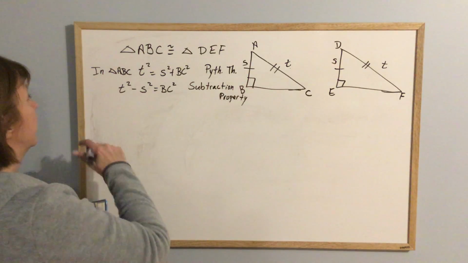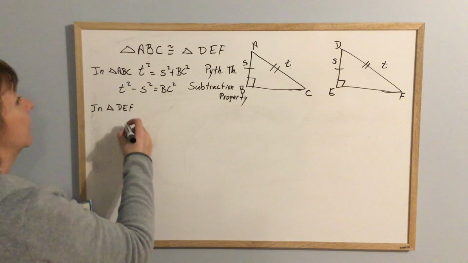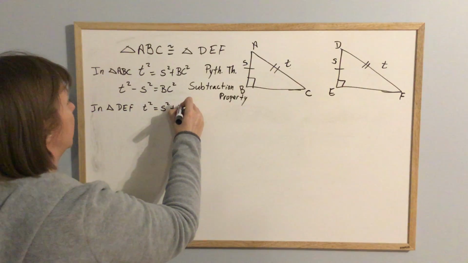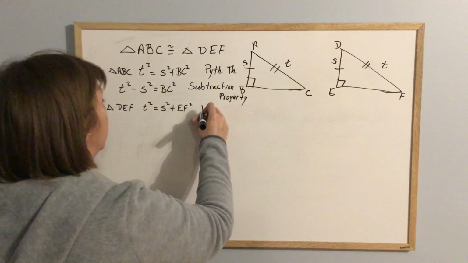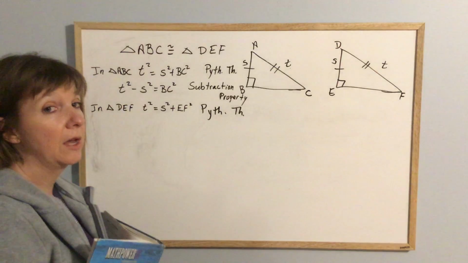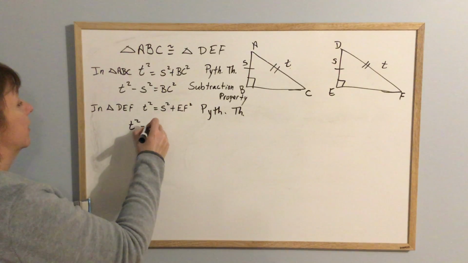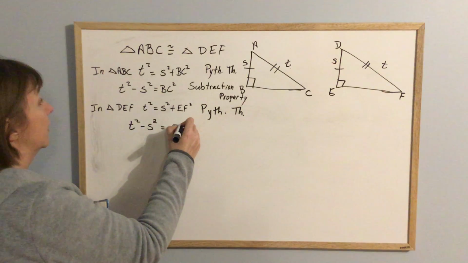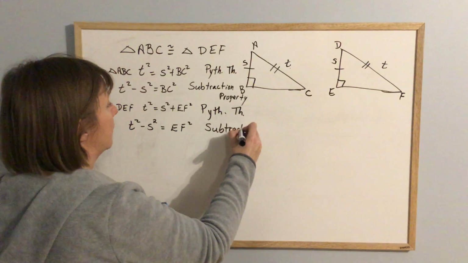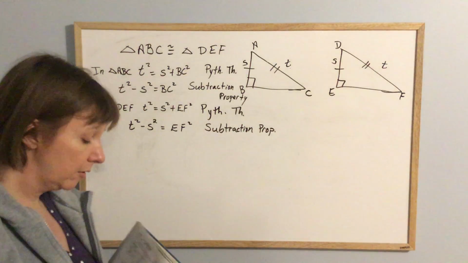We're going to do the same kind of thing for the second triangle. In triangle DEF, T squared is equal to S squared plus EF squared. And again, the reason is Pythagorean theorem. That's just Pythagorean theorem stated, that's all. Then I'm going to rearrange it. I can say that T squared minus S squared is EF squared. And again, that's just the subtraction property. I just subtracted the same thing from both sides.